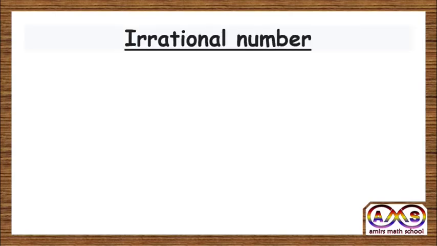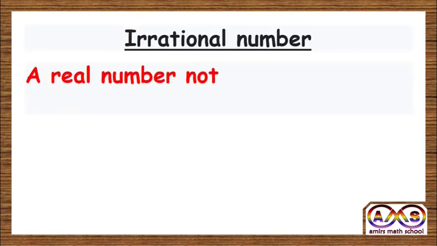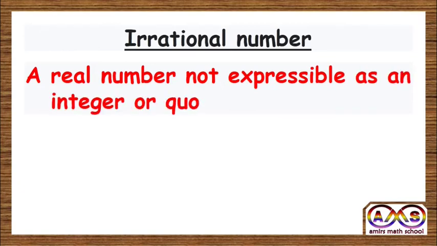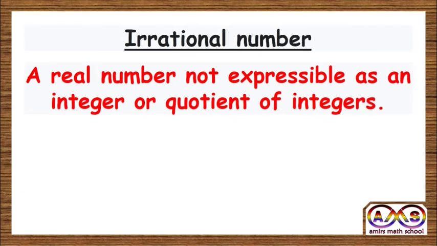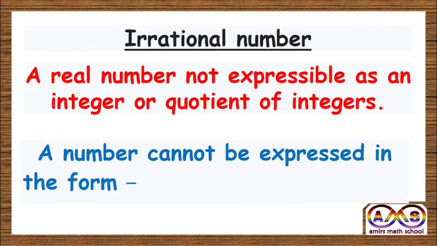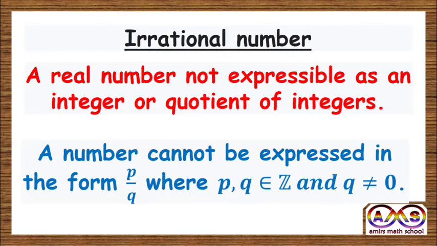Let's start with the definition of an irrational number. A real number not expressible as an integer or quotient of integers is known as an irrational number. In other words, a number that cannot be expressed in the form p by q, where p and q belong to Z, the set of integers, and q is not equal to 0, is called an irrational number. Now let's go to the next topic.